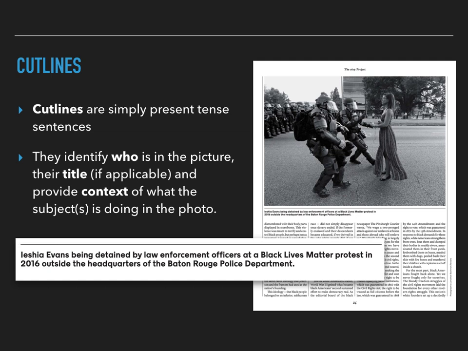The photo alone, albeit a very dramatic and strong photo, needs context. We need to know exactly what's going on, who's involved. So therein lies the importance of cut lines. It gives us all the context that we need to really completely tell the full story.